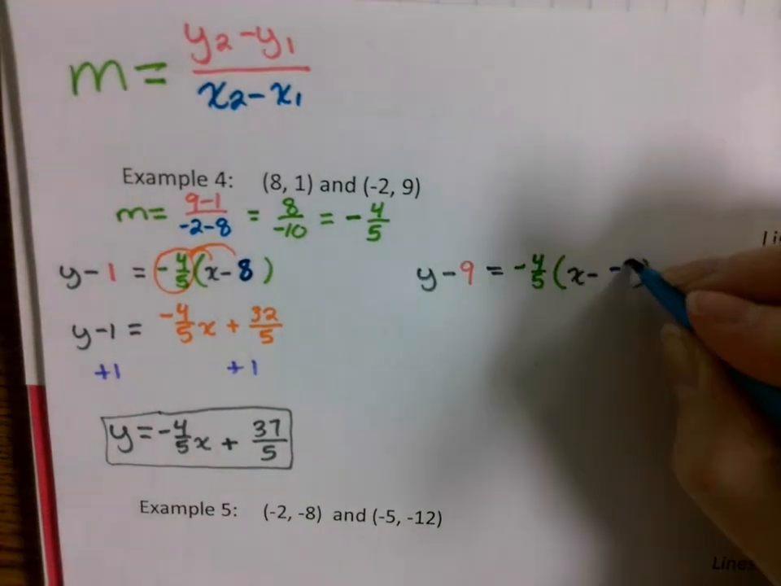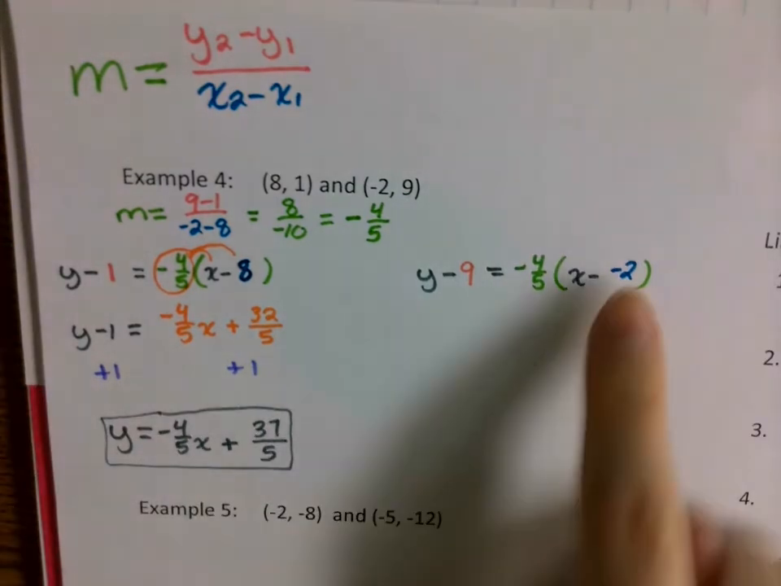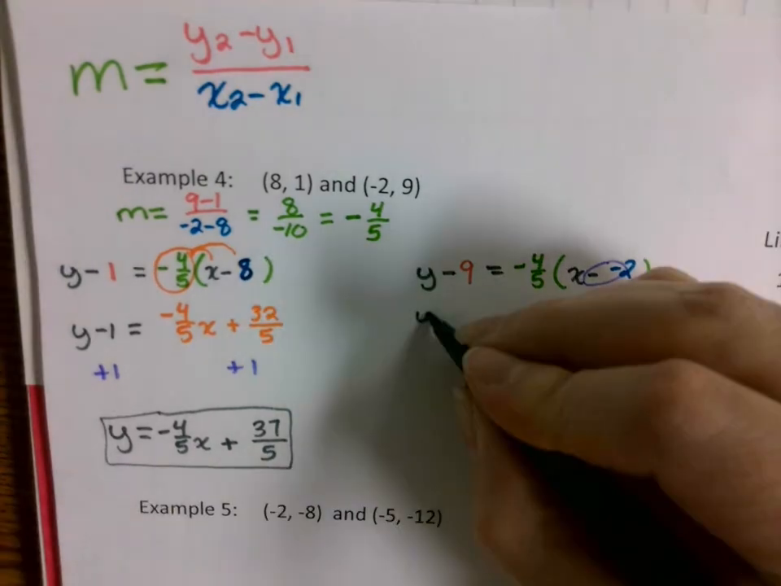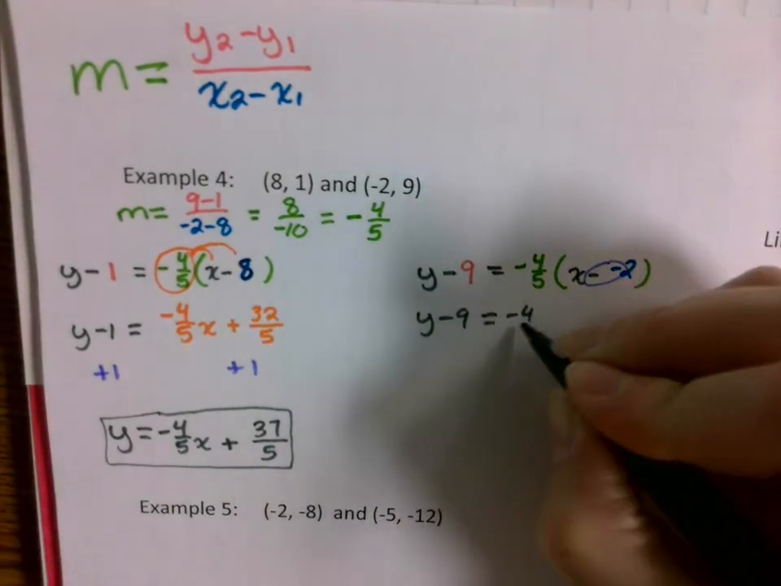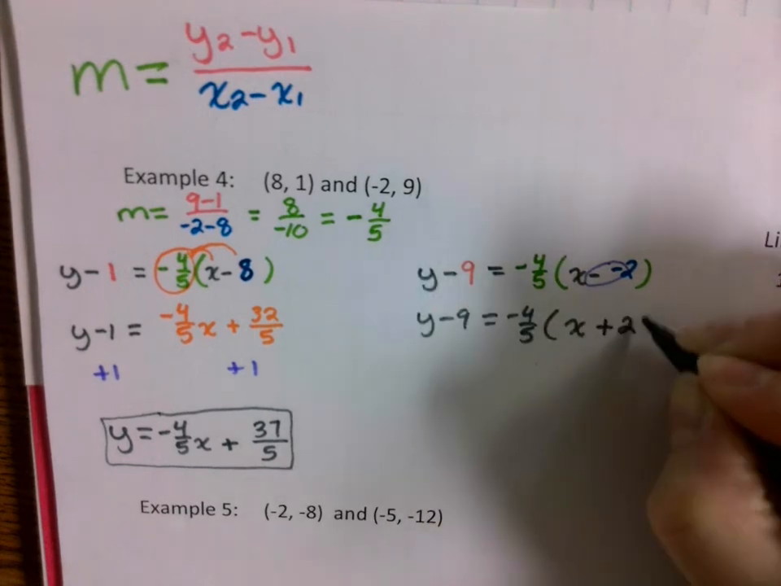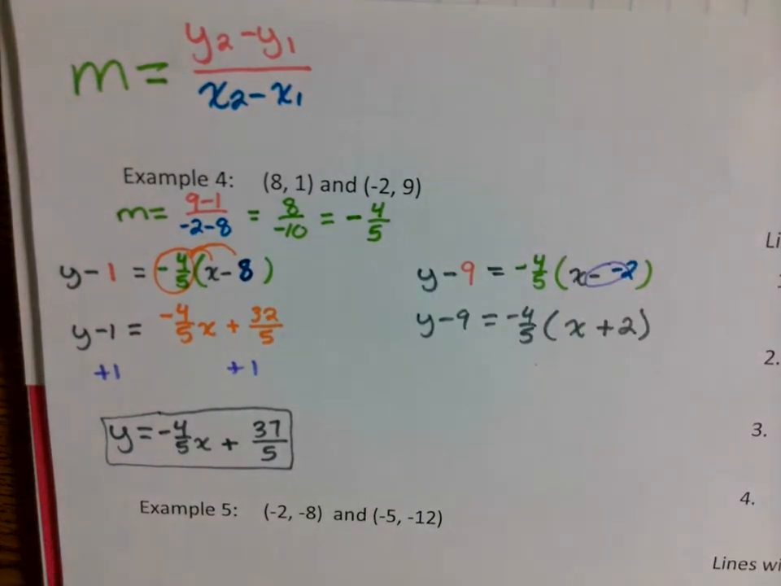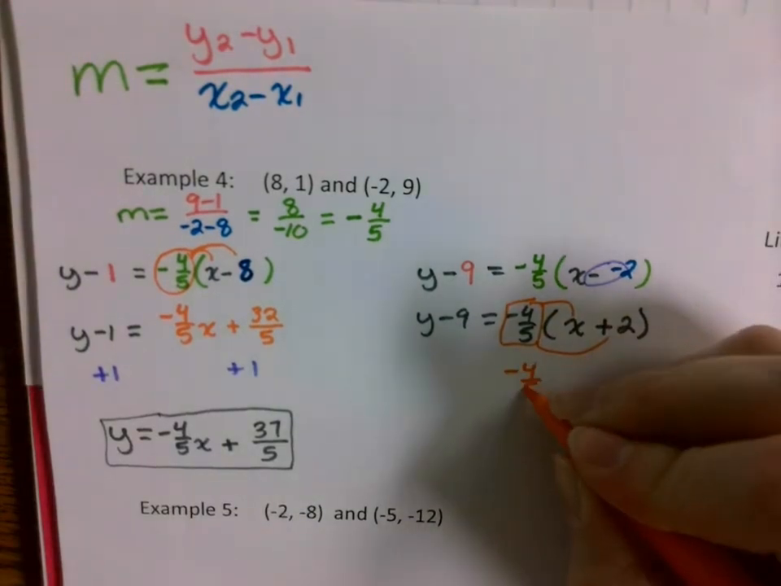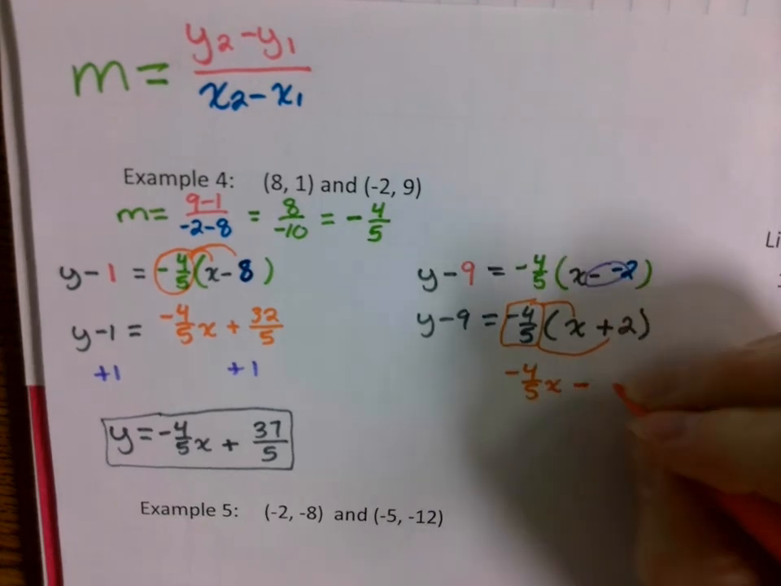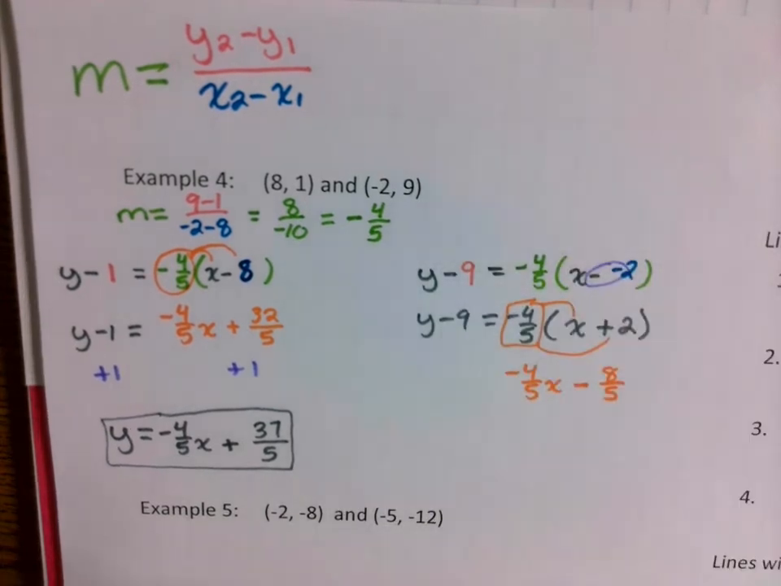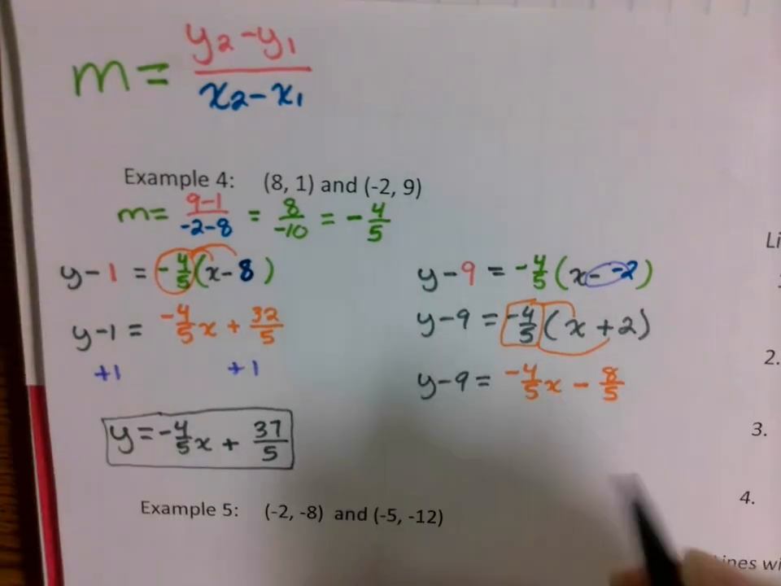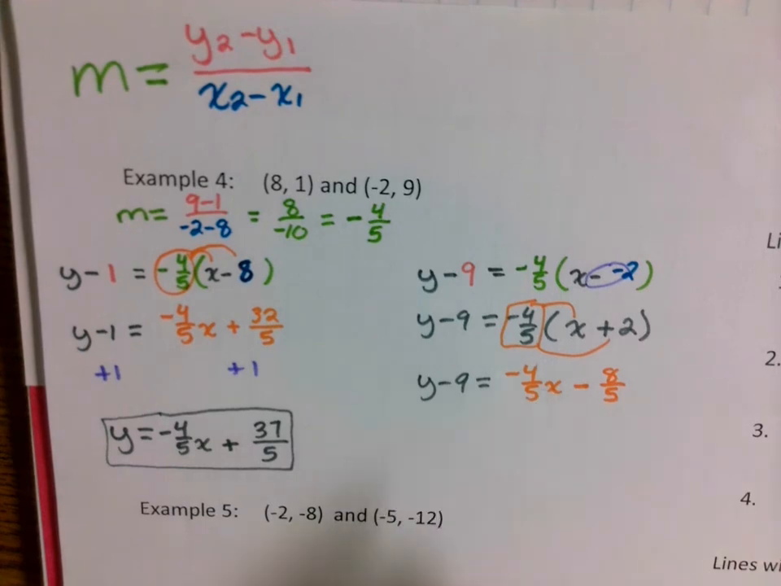I have those double negatives. I don't like having double negatives, so I'm going to go ahead and convert that to a positive. So that becomes y minus 9 is equal to negative 4/5 times x plus 2. I would then go ahead and distribute. That becomes negative 4/5 x minus 8 over 5. So we wind up having y minus 9 is equal to negative 4/5 x minus 8 over 5. And then we would add 9 to both sides.